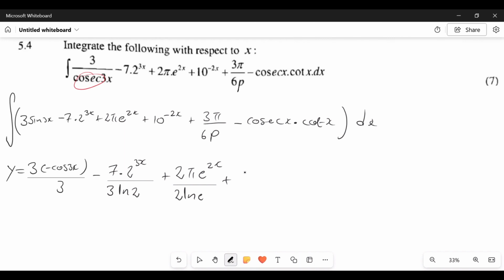Plus, and then the fourth term, guys, it's an exponential because x is the exponent there. So we're going to write 10 to the power of negative 2x, and then we divide by the coefficient of x there, which is negative 2 ln 10. There we go. Then we say plus the fifth term.